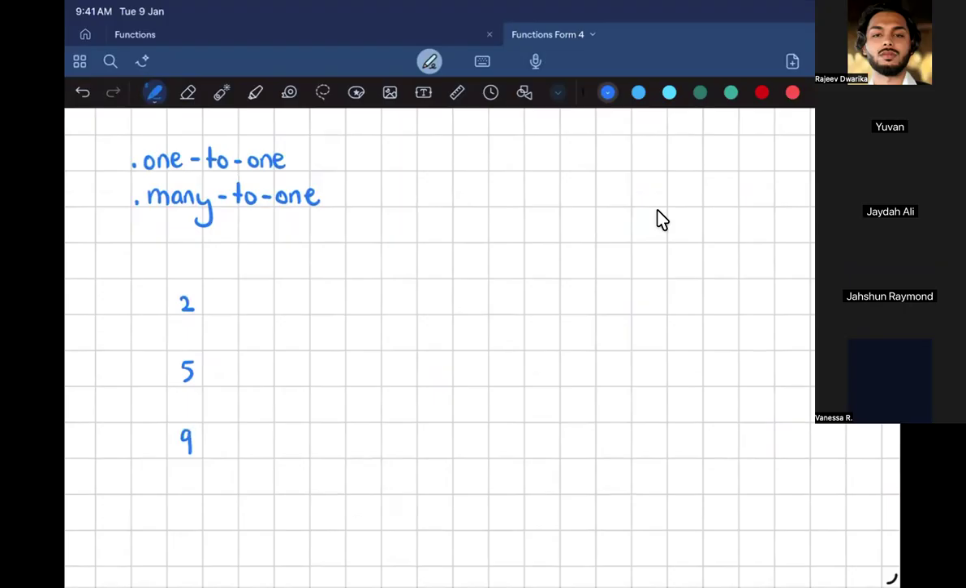Okay, 2, 5, and 9. We could work with that. And let me just say we have 4 over here, 7 over here, and we could put 11 over here. All right. So Jada, do you remember what I would call the 2, 5, and the 9? This is the set of X values, and this is the set of Y values.